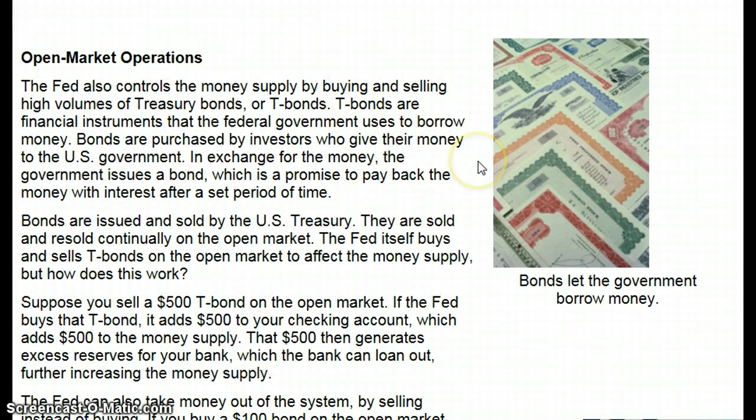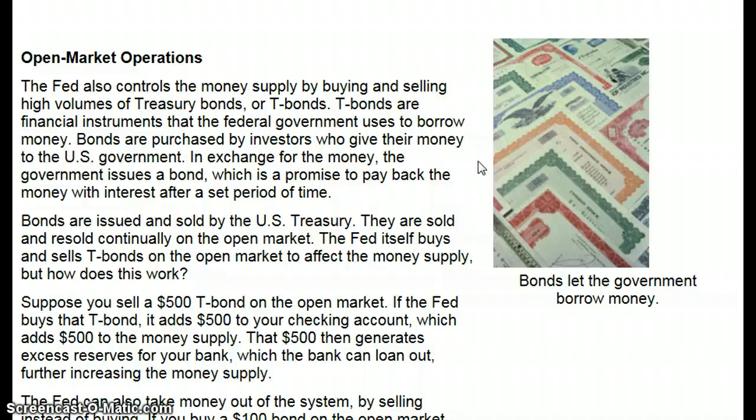Open market operations. The Fed also controls the money supply by buying and selling high volumes of Treasury bonds, or T-bonds. T-bonds are financial instruments that the federal government uses to borrow money. Bonds are purchased by investors who give their money to the U.S. government. In exchange for the money, the government issues a bond, which is a promise to pay back the money with interest after a set period of time. Bonds are issued and sold by the U.S. Treasury. They are sold and resold continually on the open market. The Fed itself buys and sells T-bonds on the open market to affect money supply.